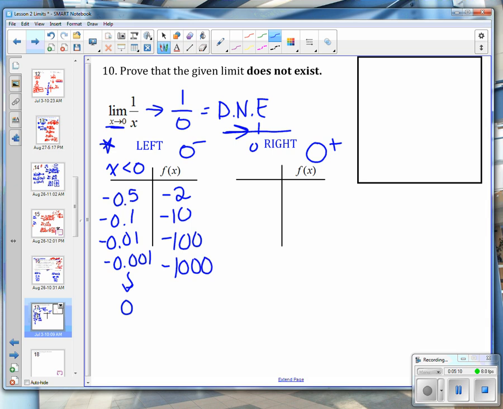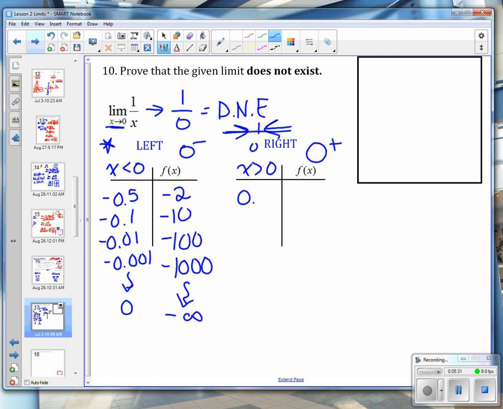And you can see, what is this number approaching? -2, -10, -100, -1,000. It's getting huge. So it obviously is going down to negative infinity. The next one is 0 from the right. So 0 from the right, my numbers have to be greater than 0.